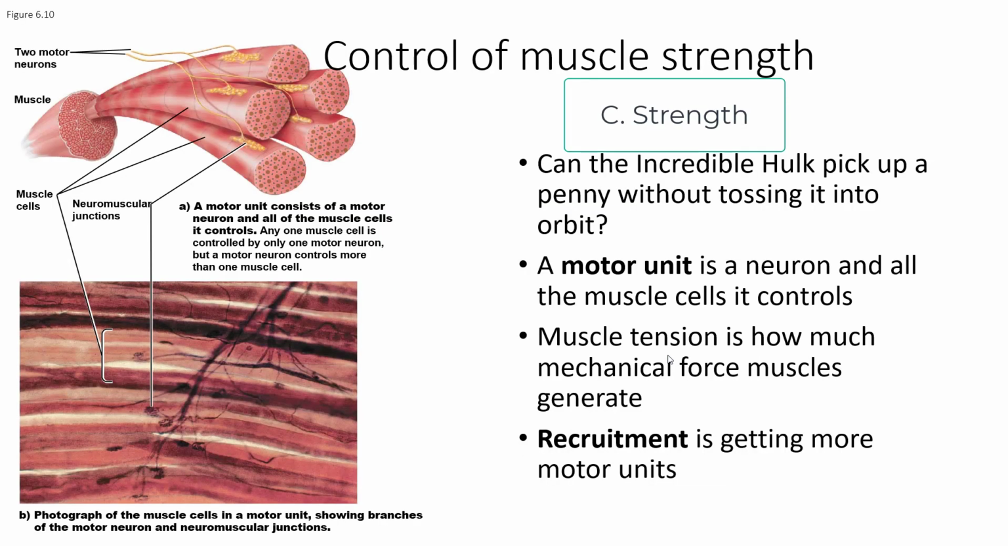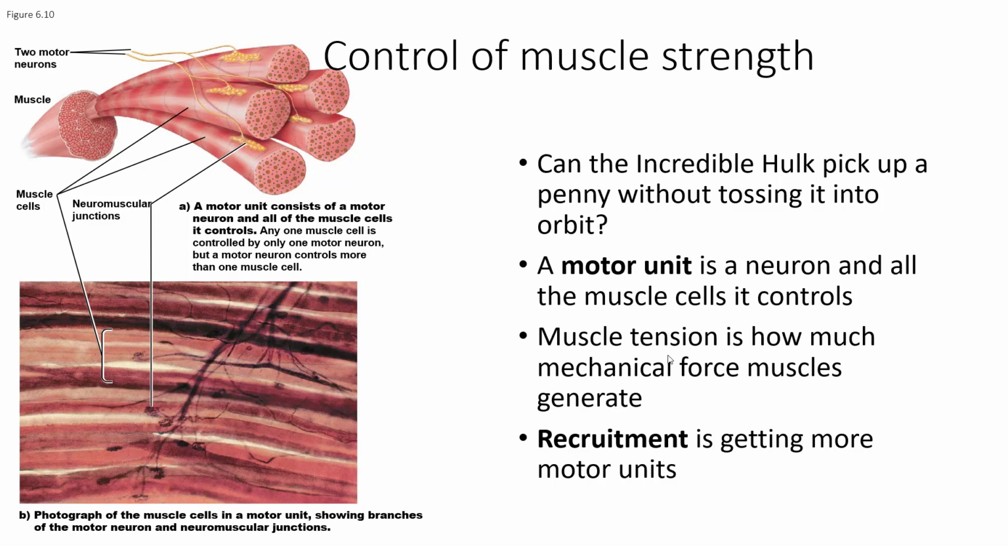So how do you control the level of strength? If the Incredible Hulk picks up a penny, how can he not toss it into orbit by flexing all of the muscles at once? Well, that is because he does not engage all of his motor units. A motor unit is a neuron and all the muscle cells that it controls. Here we see a certain neuron controlling several different muscle fibers. This means that when the neuron fires, it makes all of those muscle fibers fire.